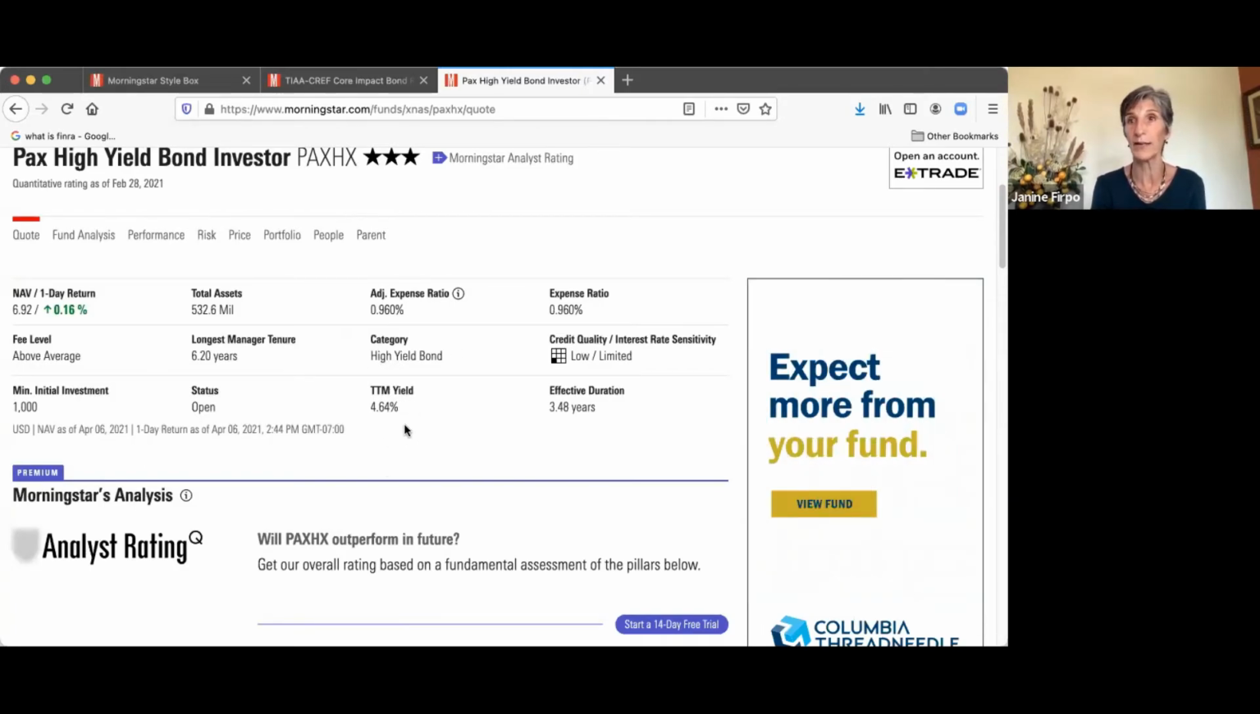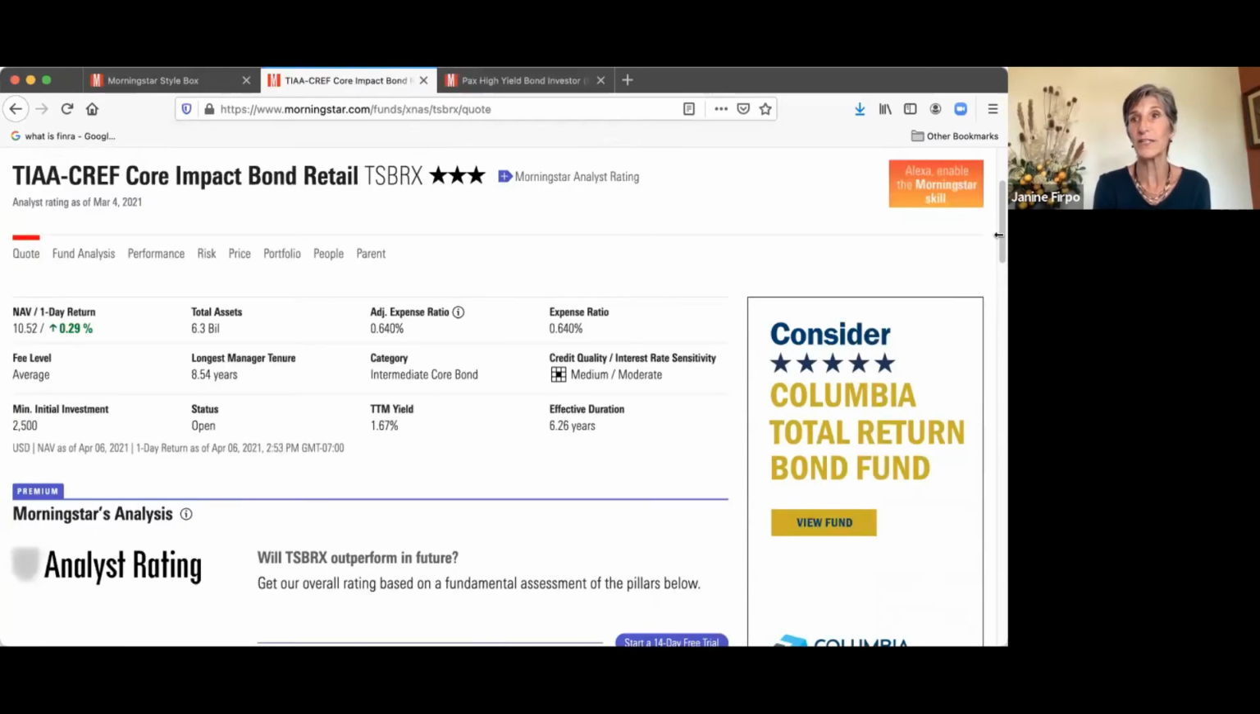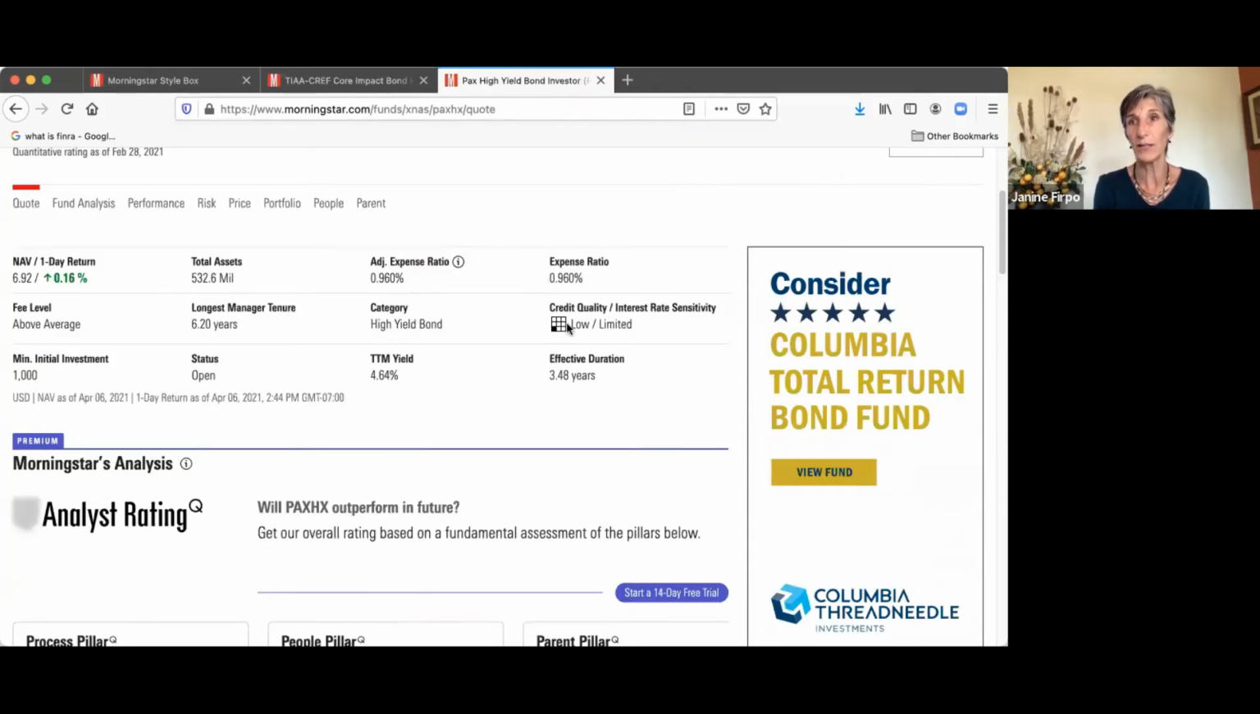So this particular bond fund is offering a little over 4.5% interest per year, whereas the TIAA-CREF, which is a much more secure bond, is only offering a 1.67 return. So this difference in where these particular bond funds fall on this style box and where they fall in terms of what they hold and what they're trying to accomplish is really important to understand. And this is what I meant earlier, that not all bond funds or bonds are as secure as some people think they are. So you really want to understand how this works.